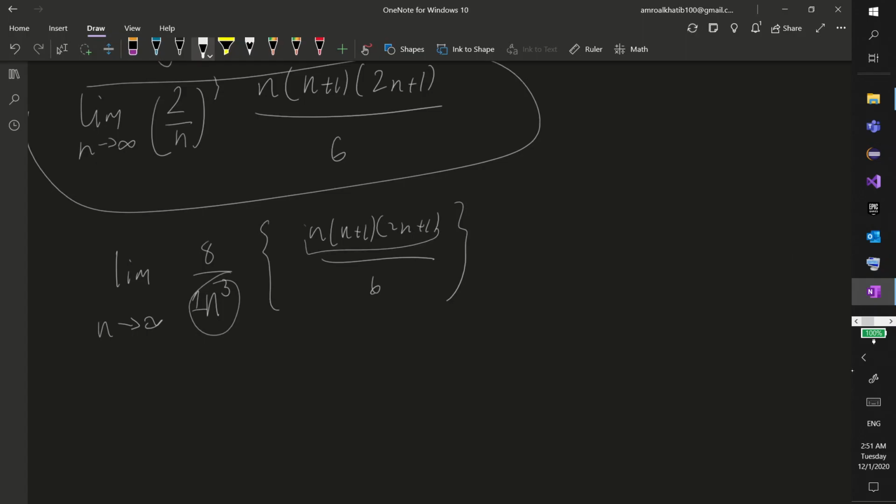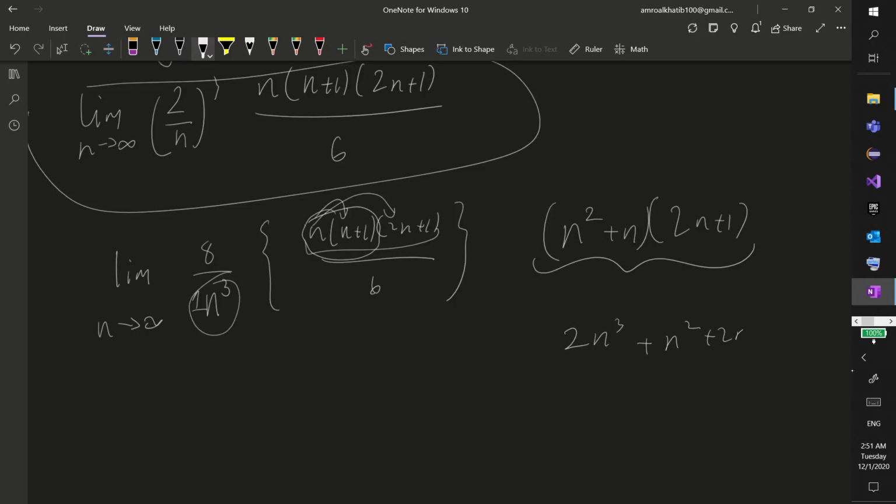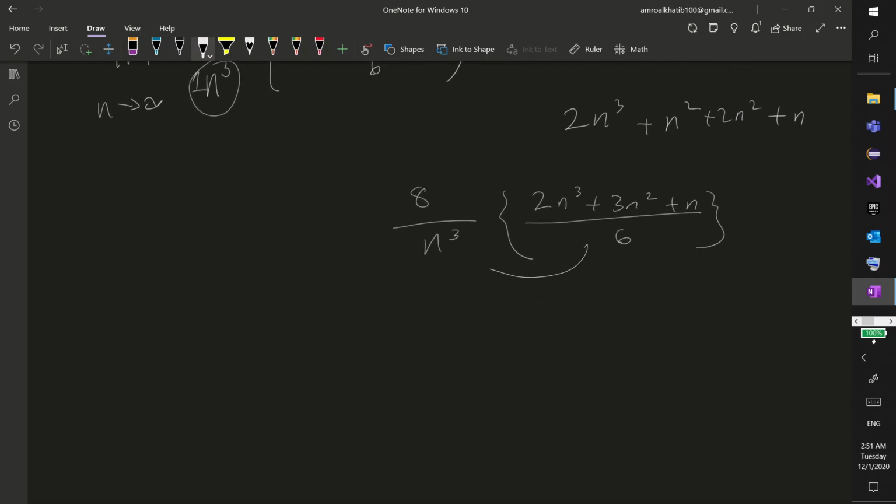Yeah, so here we go. Let's get the n cubed value. So actually, no, I don't want to confuse you guys. So n squared plus n, I just distributed into this, and then we have 2n plus 1. I'm just simplifying the numerator, so we have 2n cubed plus n squared plus 2n squared plus n. So it's going to be 2n cubed plus 3n squared plus n over 6. So I just simplify the numerator, and then you have n cubed. Yeah, so we can bring these together. It's going to be 8 over 6, 2n cubed plus 3n squared plus n over n cubed.